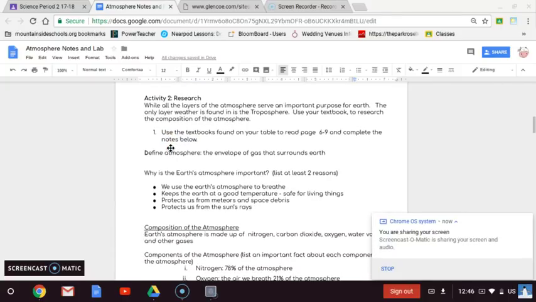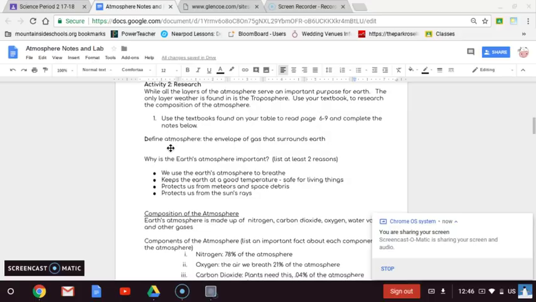If I go down to our research station, we learned that the atmosphere is like an envelope of gas, and the atmosphere is going to be important because it protects us from the sun and meteors and keeps the earth at a good temperature and it provides the air that we are going to breathe.